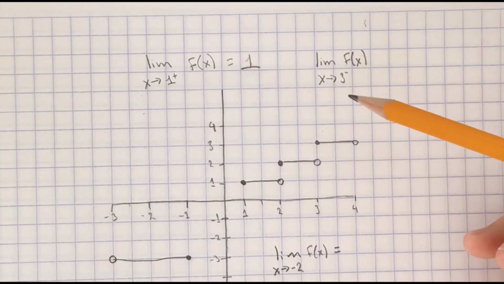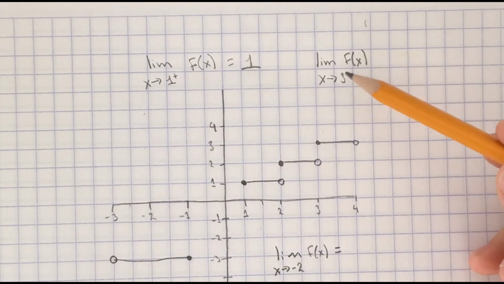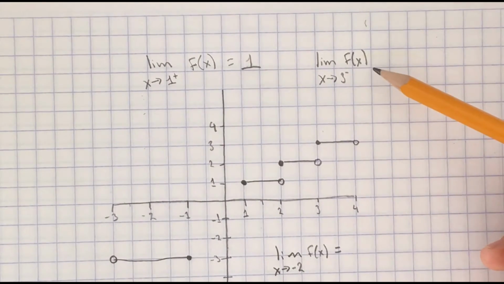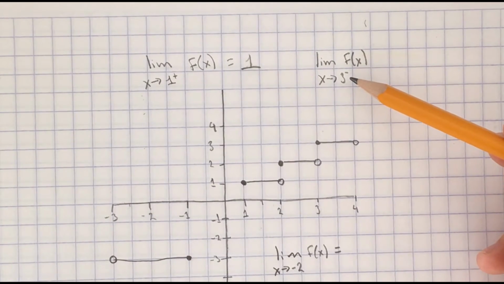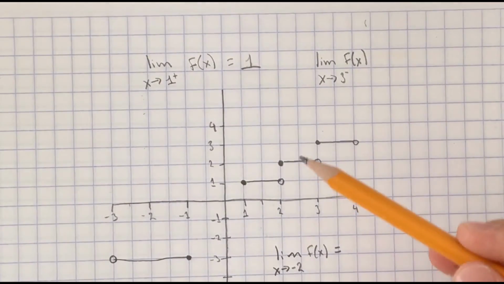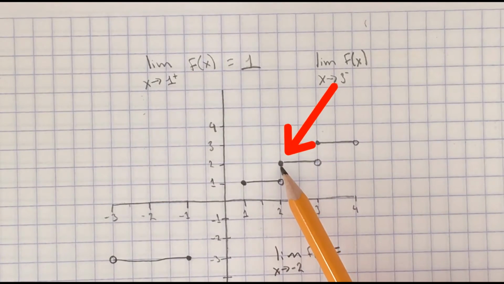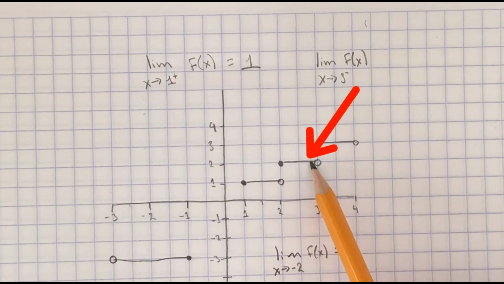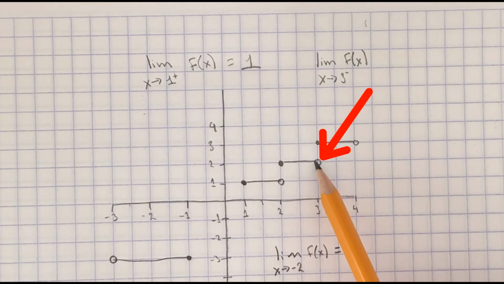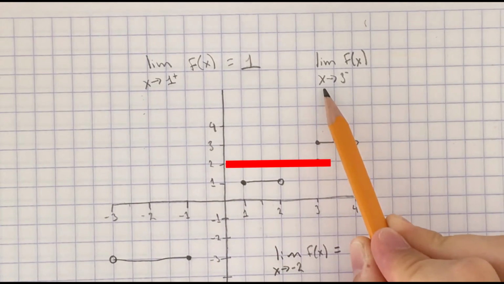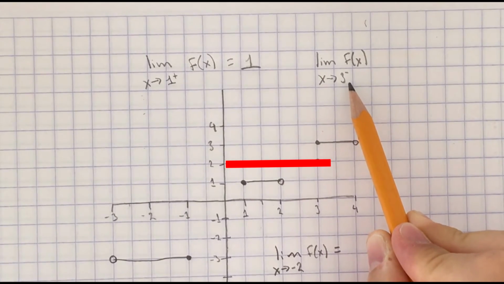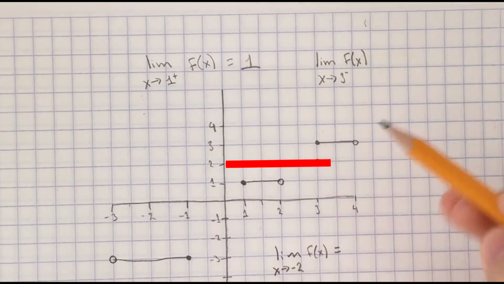So let's go with the next one. So here we have the limit of f(x) when x approaches 3 from the left. So here we also need to follow the graph until we reach 3. So here we can see the limit of f(x) when x approaches 3 from the left is 2.